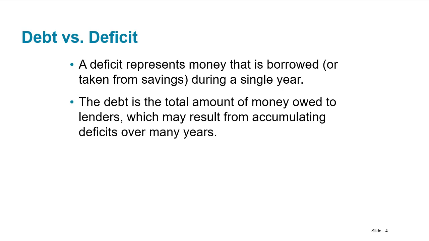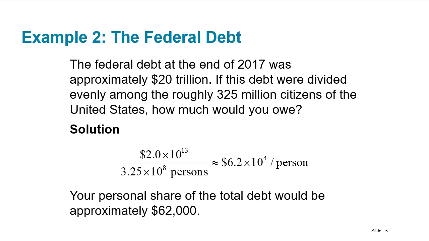So the debt is the total amount of money owed to lenders, which may result from accumulated deficits over many years, right? So for instance, the national debt is in the trillions of dollars because it just keeps adding up. The federal debt at the end of 2017 was approximately 20 trillion.